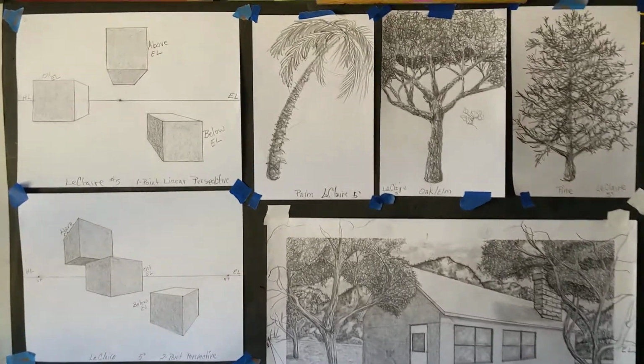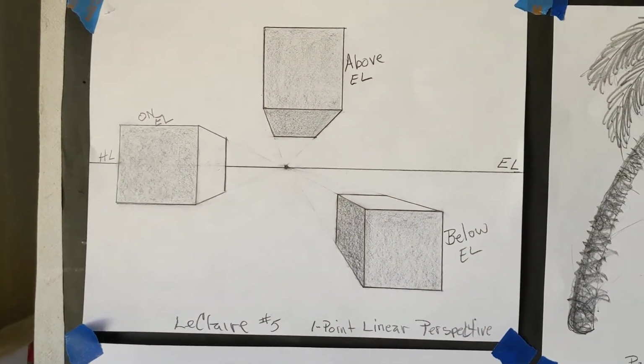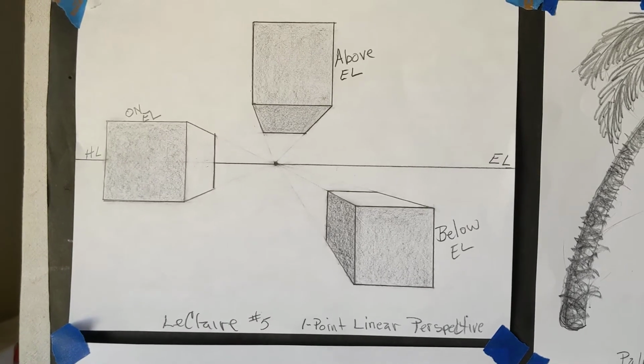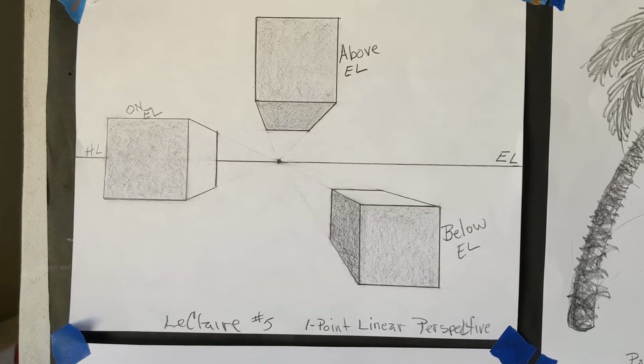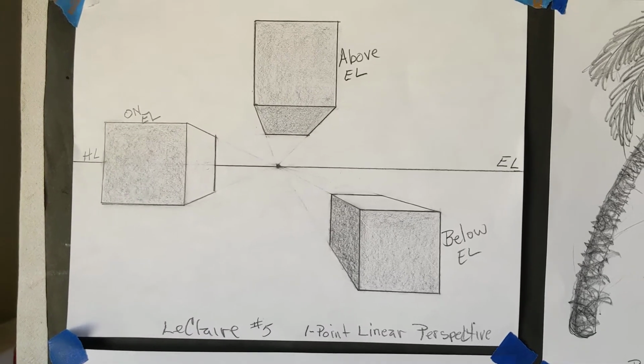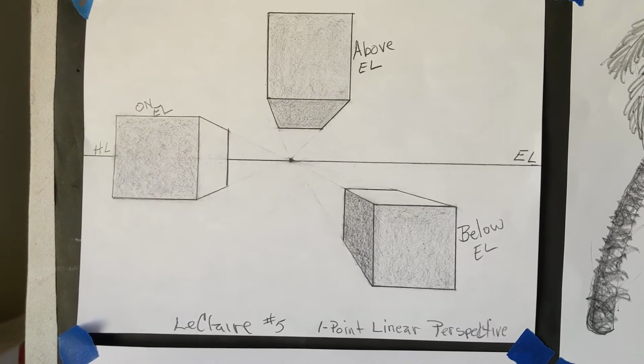To begin the project, we started developing our understanding of one-point linear perspective with three boxes, one on eye level, one above eye level, and one below eye level. And then we put values in place with a light source coming from the upper right-hand corner of the picture.